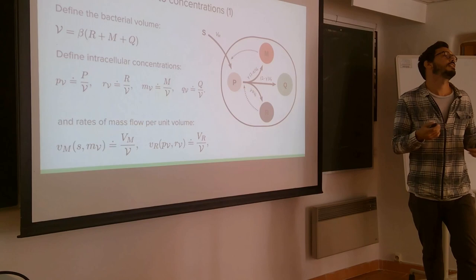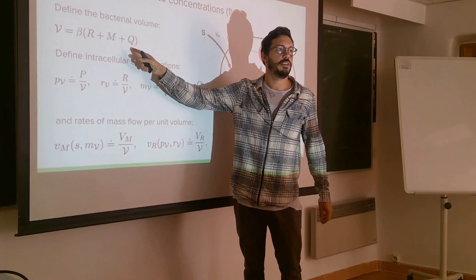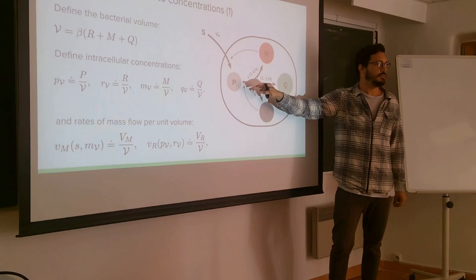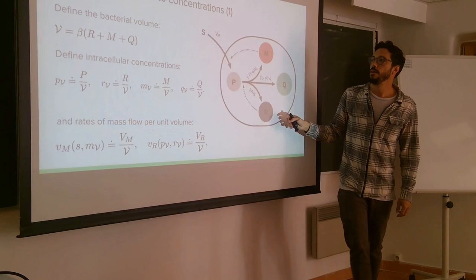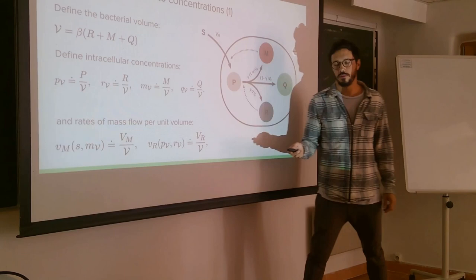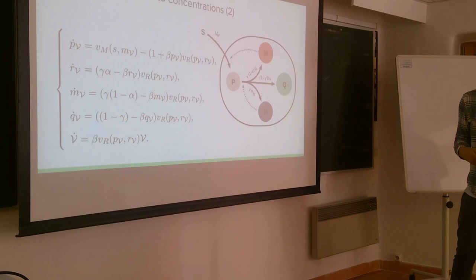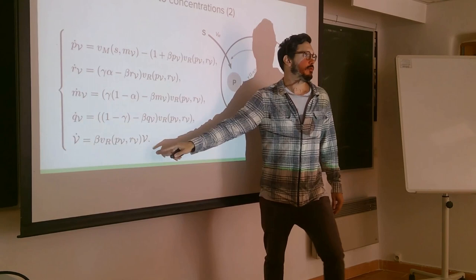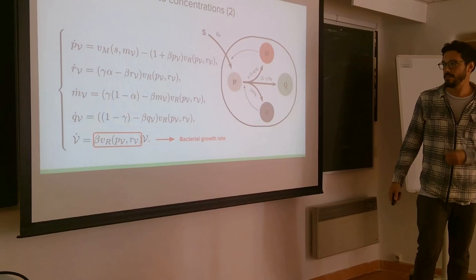But what I'm going to do here is to define the volume of the bacteria in terms of R, M, and Q. So I'm going to neglect the precursors because they are not heavy enough. I would say they are negligible with respect to the other proteins. And then I will define concentrations. So small p, small r, small m, small q. And I'll define also the rates divided by the volumes. So it would be the same model, except that now we have all the quantities in concentrations. And we also have a dynamical equation for the volume, okay, for the bacterial volume. And so by definition, we have the term multiplying the V in the bacterial volume, which we will define as a bacterial growth rate, right? Okay?